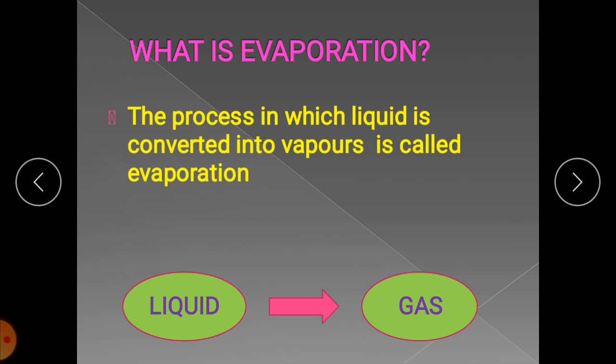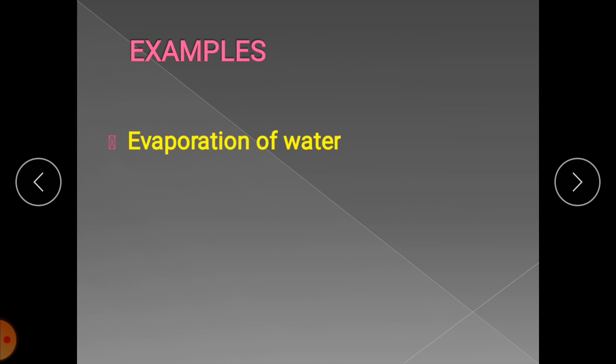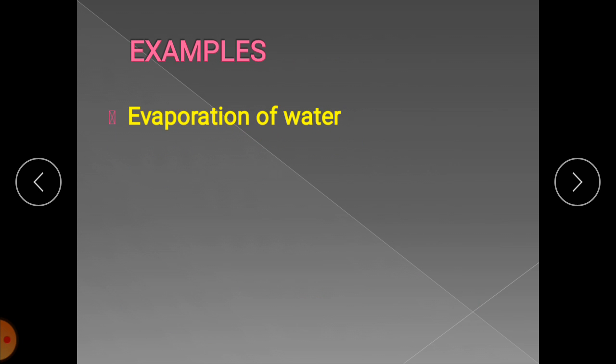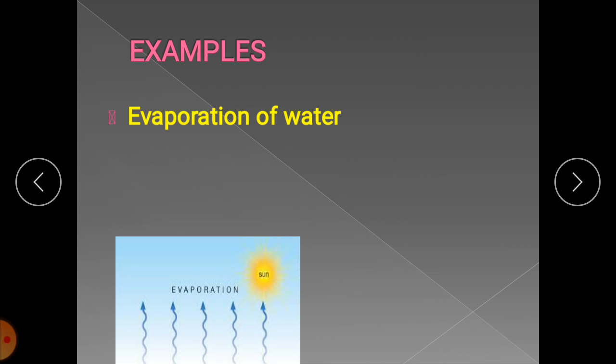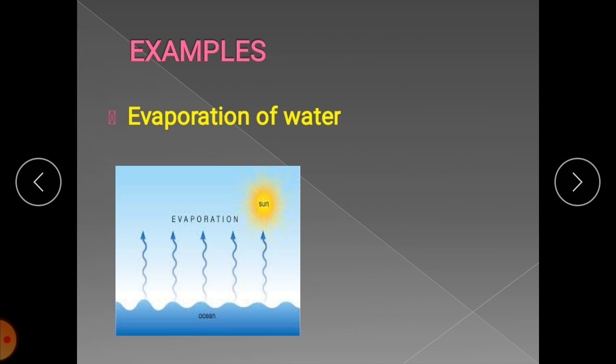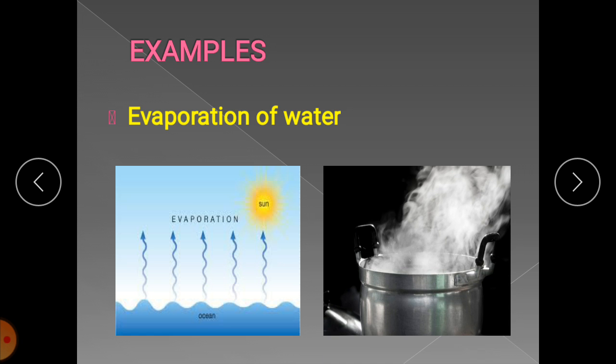What is evaporation? You already know that, you must have studied in class 3 or 4. The process in which liquid is converted into vapors is called evaporation. Now let's see the general examples. Evaporation of water. When we heat water, water evaporates in the atmosphere. Here you can see water is present in the ocean, so from the ocean water evaporates due to the heat of sun in the atmosphere. So this process is evaporation.